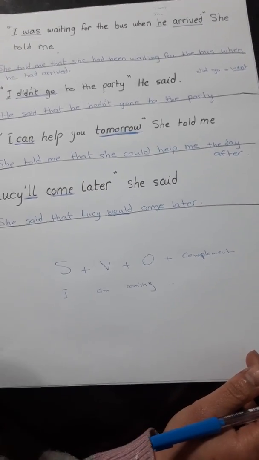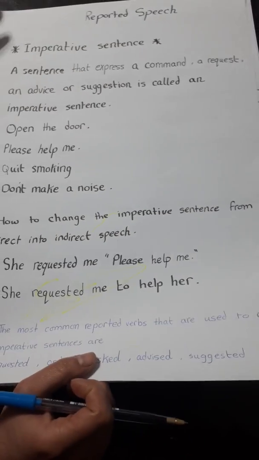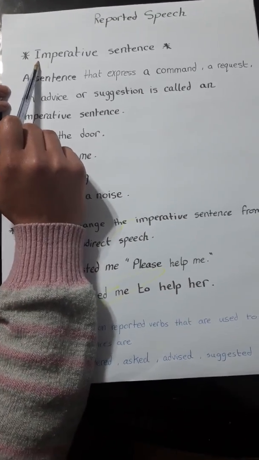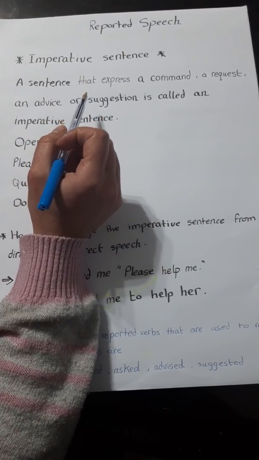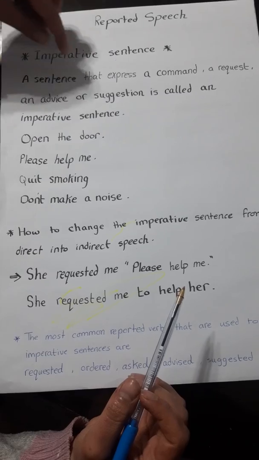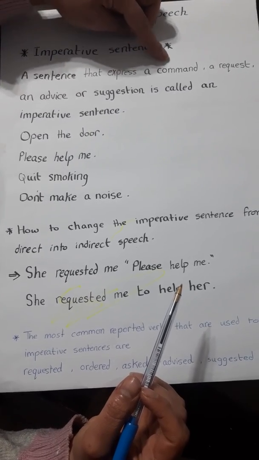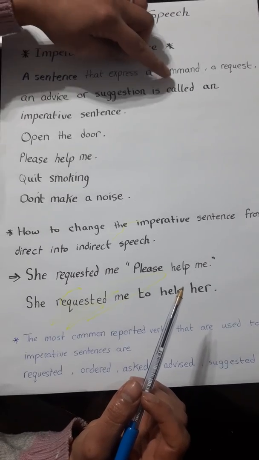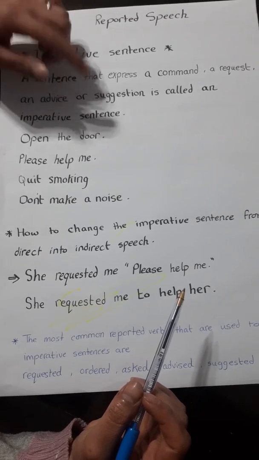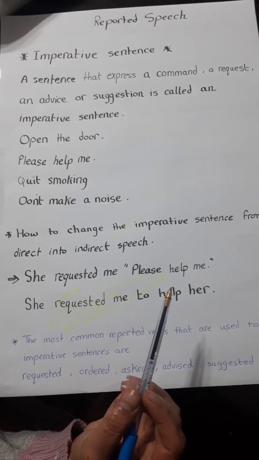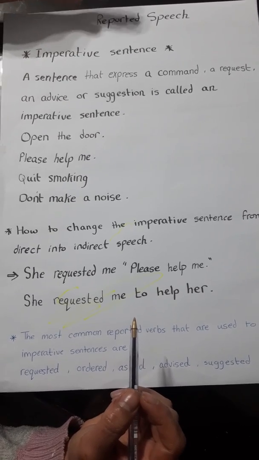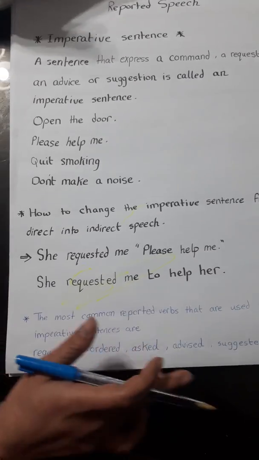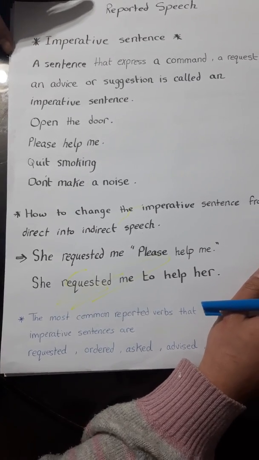Now we have another kind of sentence that is called the imperative sentence. What is the imperative sentence? Actually, a sentence that expresses a command, a request, an advice, or a suggestion is called an imperative sentence. Imperative sentence is the command sentence. It is the sentence in which you make a request from a person, for your friend, for your mother, for your child, whatever.